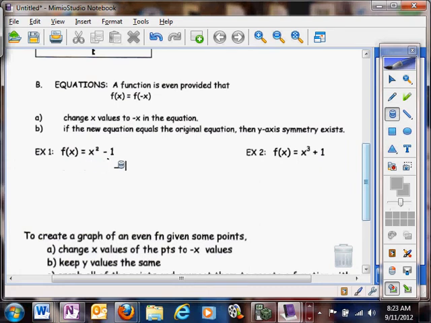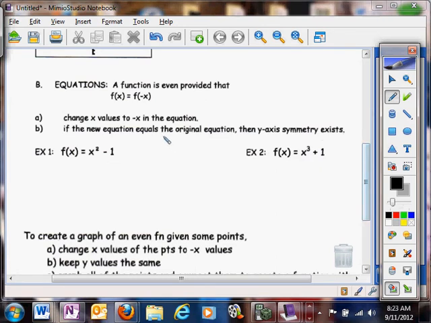If we look here, we want to be able to determine basically algebraically if a function is even. So it says that a function is even provided that f of x is equal to f of negative x. Okay? This can look confusing right here, but I promise you it's not. All you have to do is change the x values to negative x in the equation. Once you simplify that, if the new equation equals the original equation, then y-axis symmetry exists, therefore we would have an even function. Let me show you what I'm talking about.